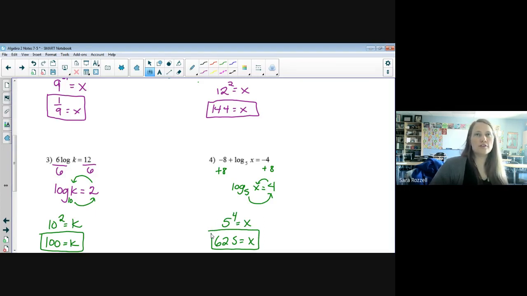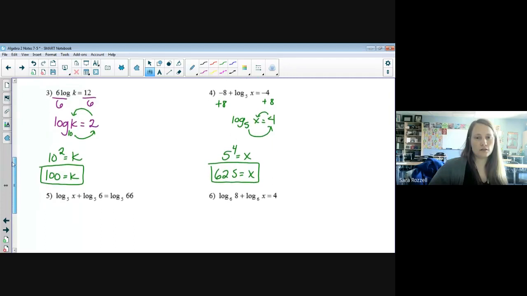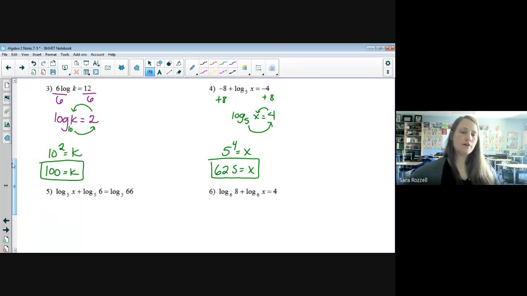Any questions on our first 4 problems? No? All right, go ahead and write the next 2 down. We're going to start to use our combining properties that we had from last time, our log properties.